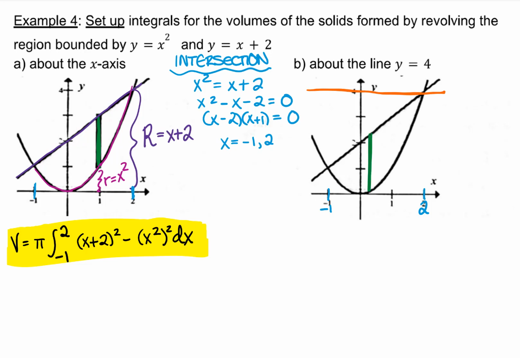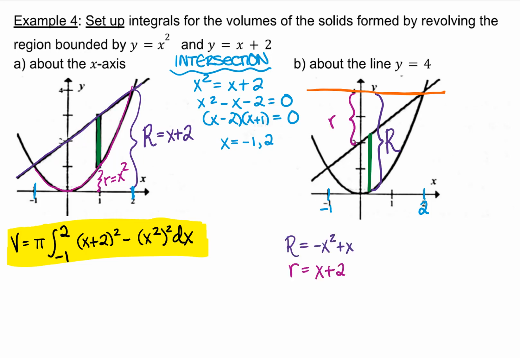Remember, when this axis of revolution is above the x-axis, it definitely makes for some strange subtraction that we have to account for. First, to try to visualize the object, our outer radius is the distance from the axis of revolution to the quadratic curve. This is our outer radius. And our inner radius is the distance from the axis of revolution to the line.